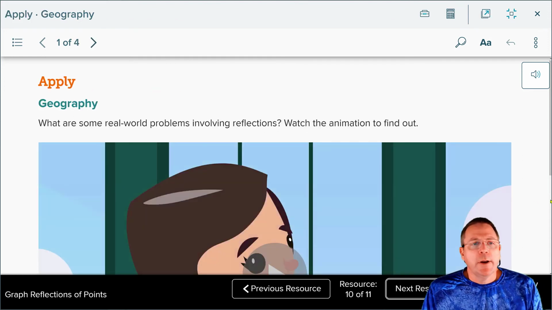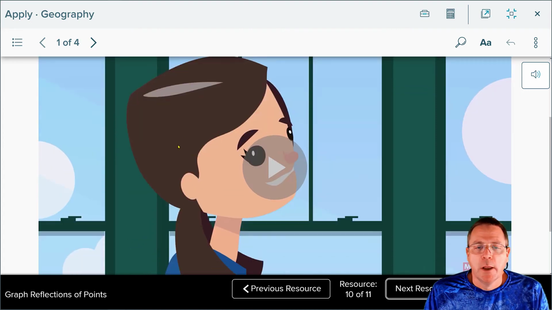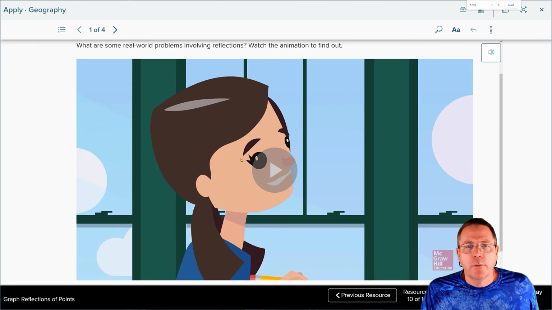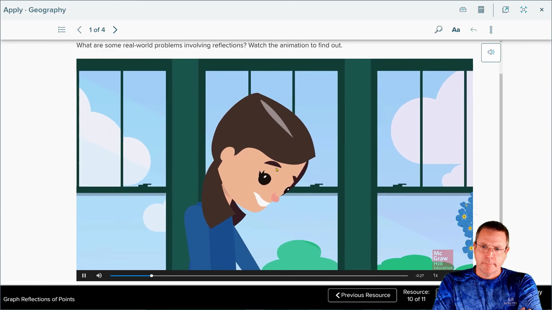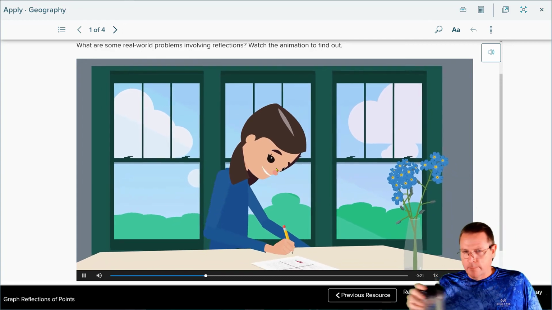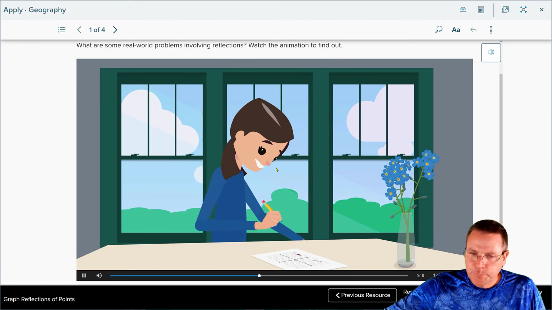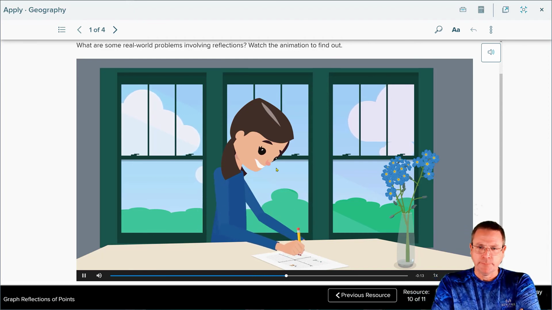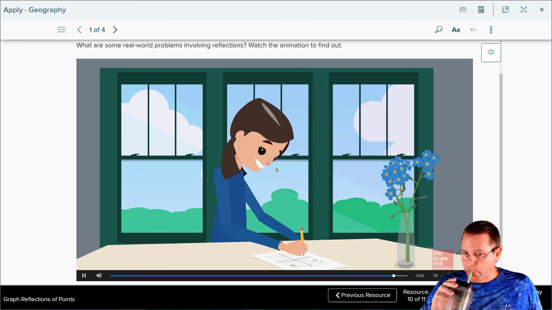And finally, we are at our apply problem, where we're going to look at a real-world problem involving reflections. Watch the animation to find out what's going on. So here we go. Samantha drew a map of the park in her neighborhood. She graphed the point P at -3.5, -3.5 for the playground. The fountain is located at P prime, a reflection of P across the y-axis. The picnic tables are located at the point P double prime, a reflection of P prime across the x-axis. Identify the ordered pair that describes the location of the picnic tables. Then plot the point on the coordinate plane.